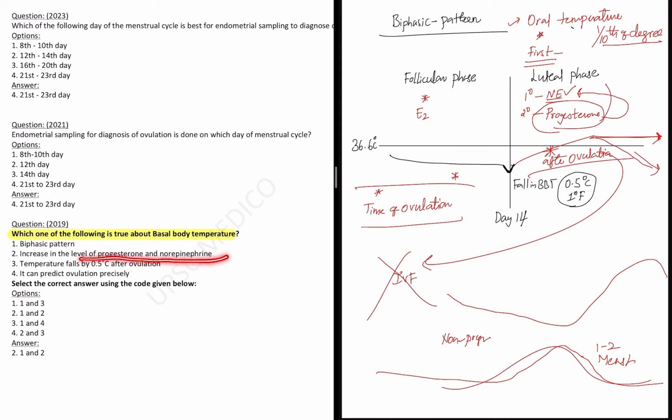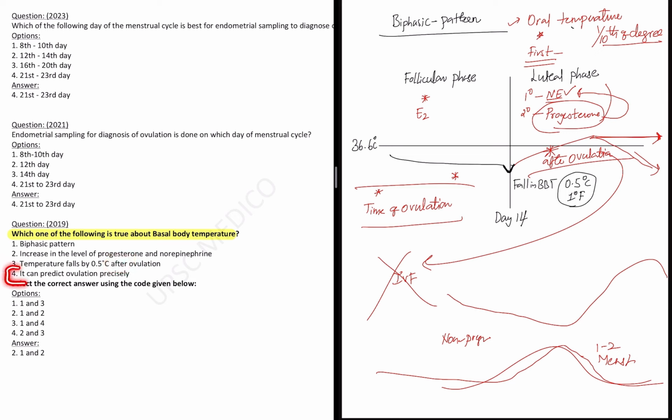Increase in level of progesterone and norepinephrine. Yes, primarily because of norepinephrine rise and secondarily because of the progesterone rise. And temperature falls by 0.5 degrees centigrade after ovulation. I think this is a confusing statement because at the time of ovulation, or more predominantly the LH peak, temperature falls. But after ovulation, it rises. So it should not be a fall. It rises by 0.5 degrees centigrade after ovulation. It's not at the time, it is after ovulation.